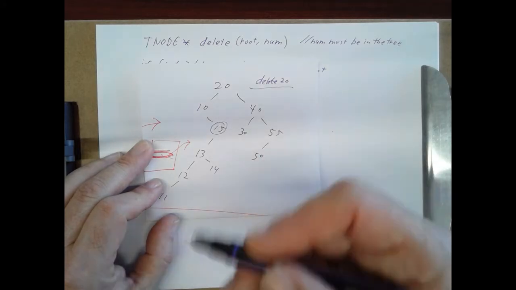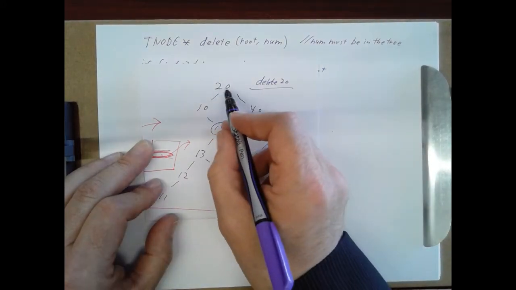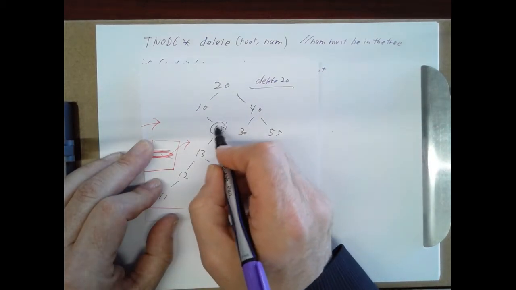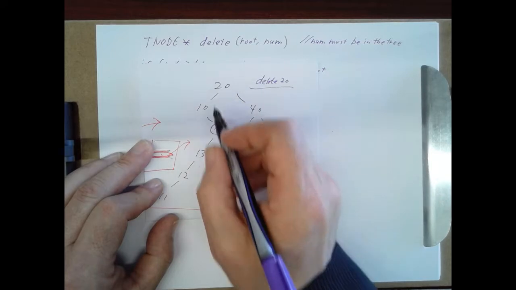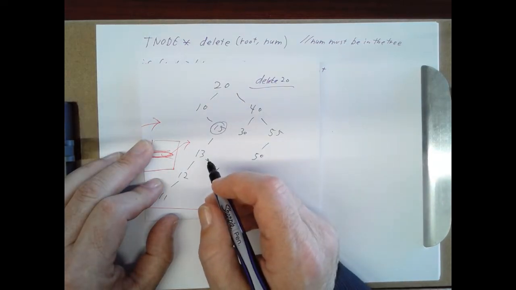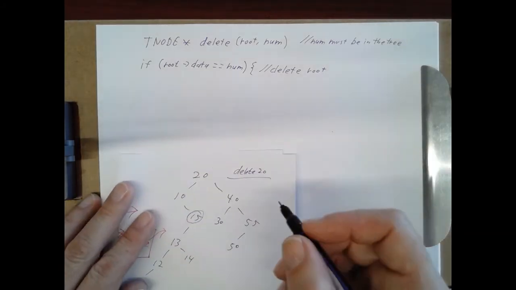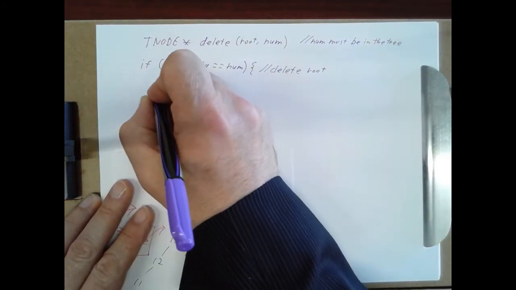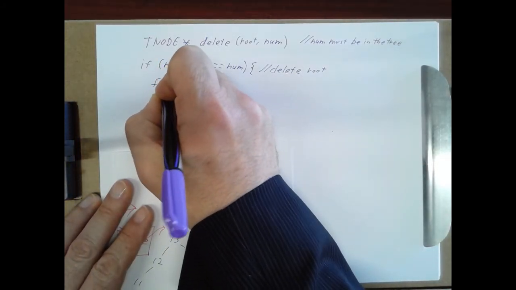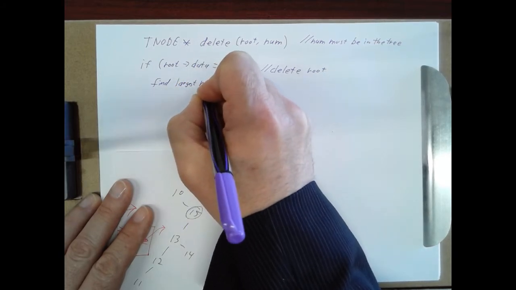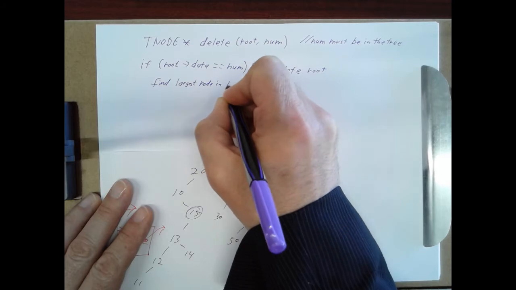Okay, and we're not copying data values. We're not just changing this 20 to a 15. We're getting rid of the 20. We're taking the 15 and we're actually putting it in place as the new root. So what do we need to do? Find the largest node in left subtree.